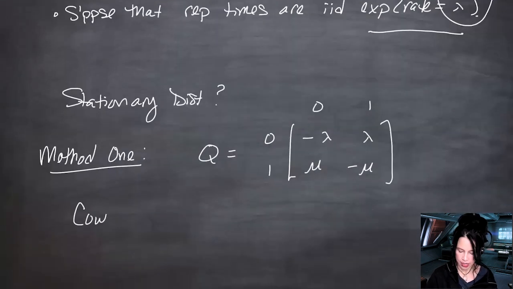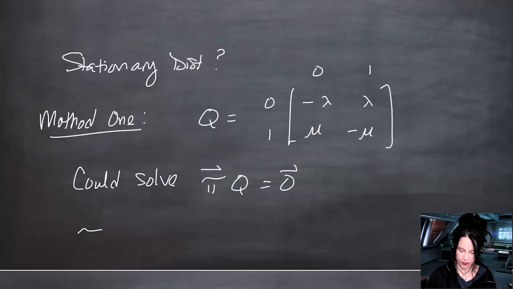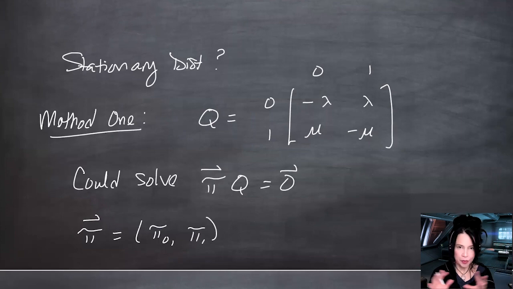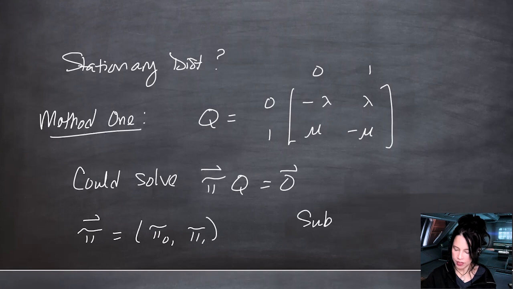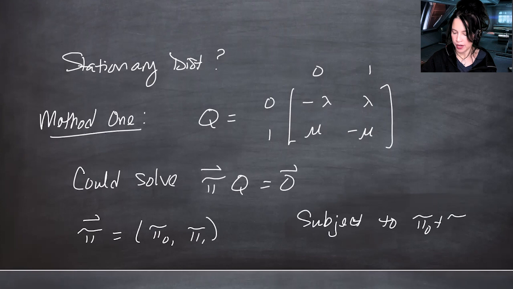So we could solve pi times Q equals 0. Now pi here will only have a pi 0 and a pi 1. If you'd like to stretch this out to have all the pi's, you could have a generator matrix with lots of zeros in it. You will only end up being able to find a pi 0 and pi 1. And you want to solve this subject to pi 0 plus pi 1 being 1.